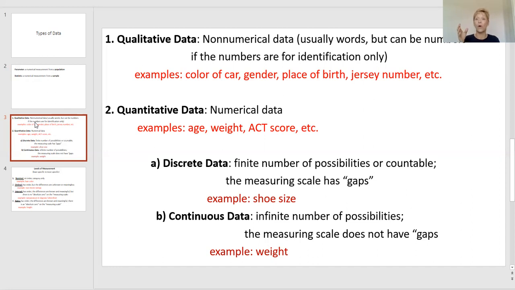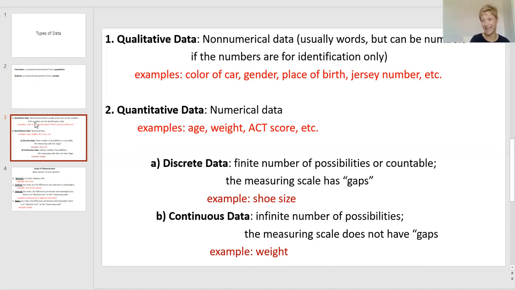Okay. And when you get a more accurate scale, you get a more accurate number. So there's no way for me to write down every single exactly precise weight of a person. That's why weight is continuous data.